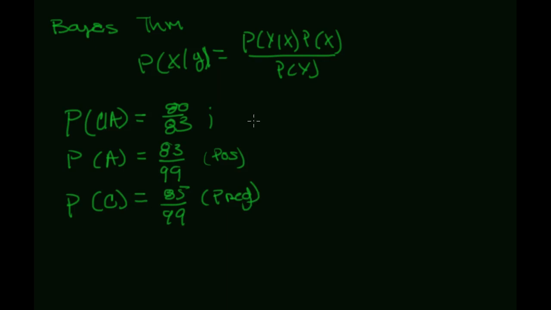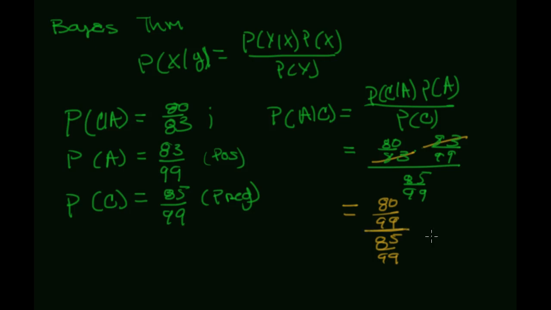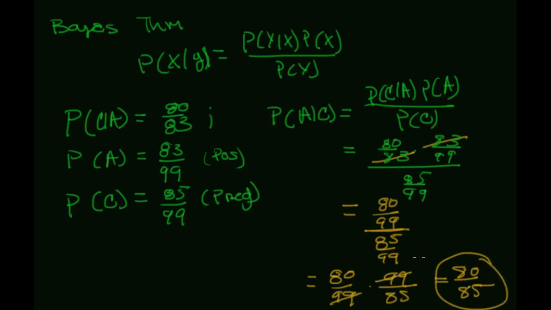Now, let's see. According to Bayes, the probability of A given C should be the probability of C given A times the probability of A over the probability of C. Well, C given A is 80 over 83. The probability of A is 83 over 99. The probability of C is 85 over 99. If I look at my math here, the 83s cancel, so this is 80 over 99 over 85 over 99. To divide is to multiply by the reciprocal. So 80 over 99 times 99 over 85. The 99s cancel, gives me 80 over 85. And that's the probability I found moments ago for A given C.